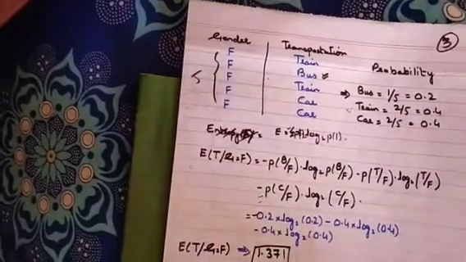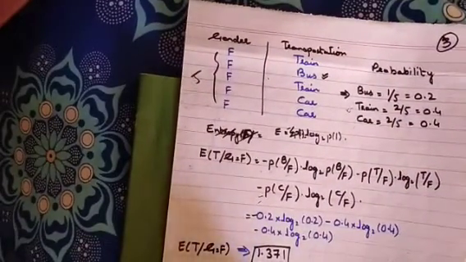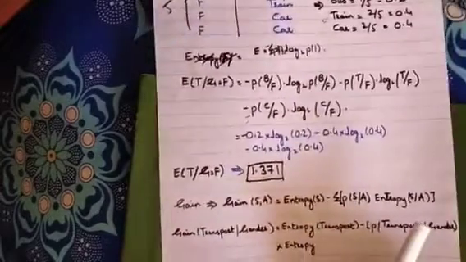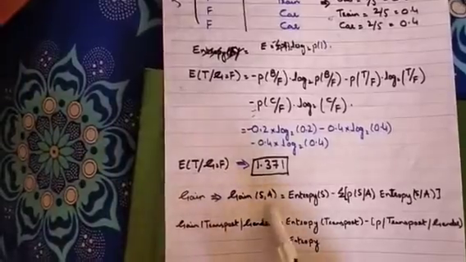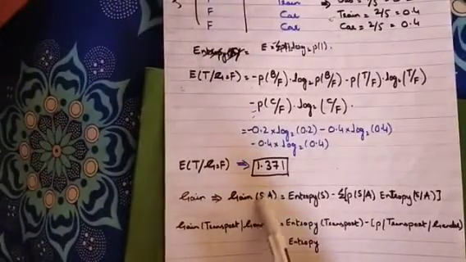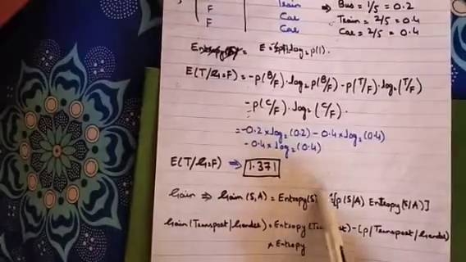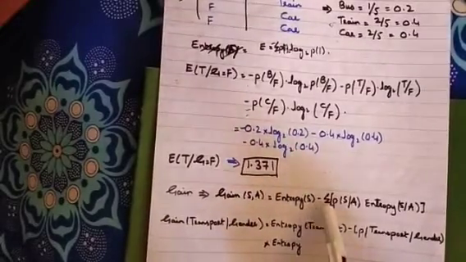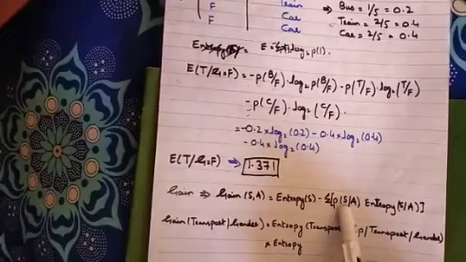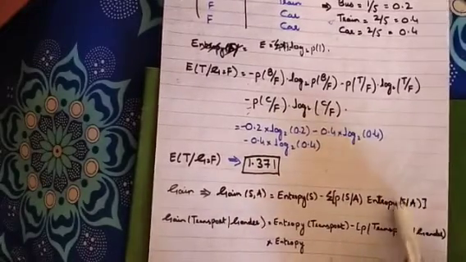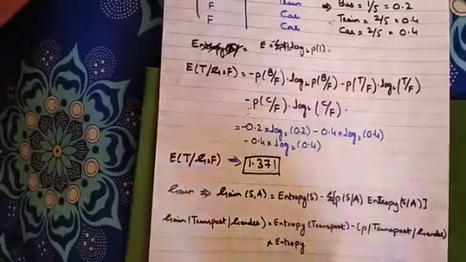But now what I have to do is calculate the information gain, and the formula for information gain is this one: the gain of a particular class given that attribute is equal to the entropy of that particular class minus the summation of the probability of that particular class given that attribute into the entropy of that particular class given that attribute. तो ये आपको करना होगा.